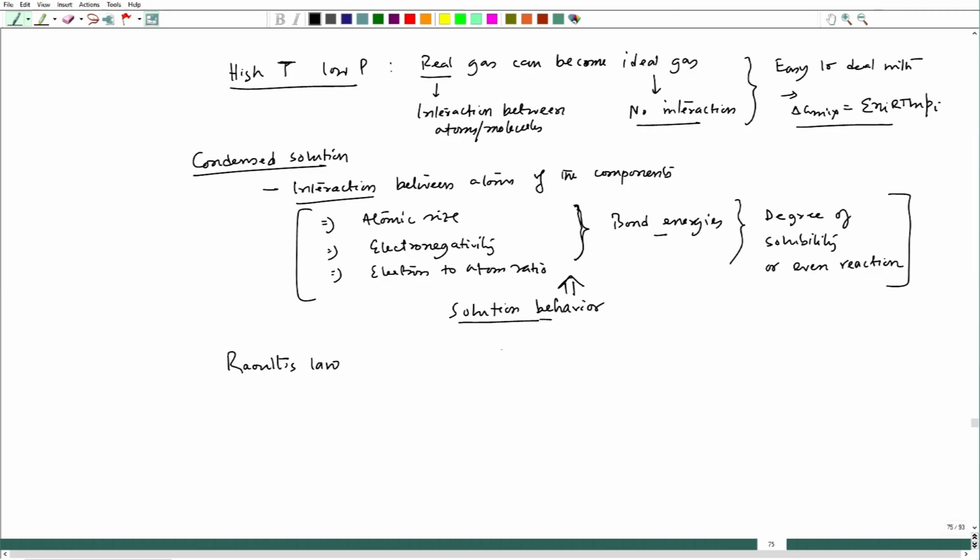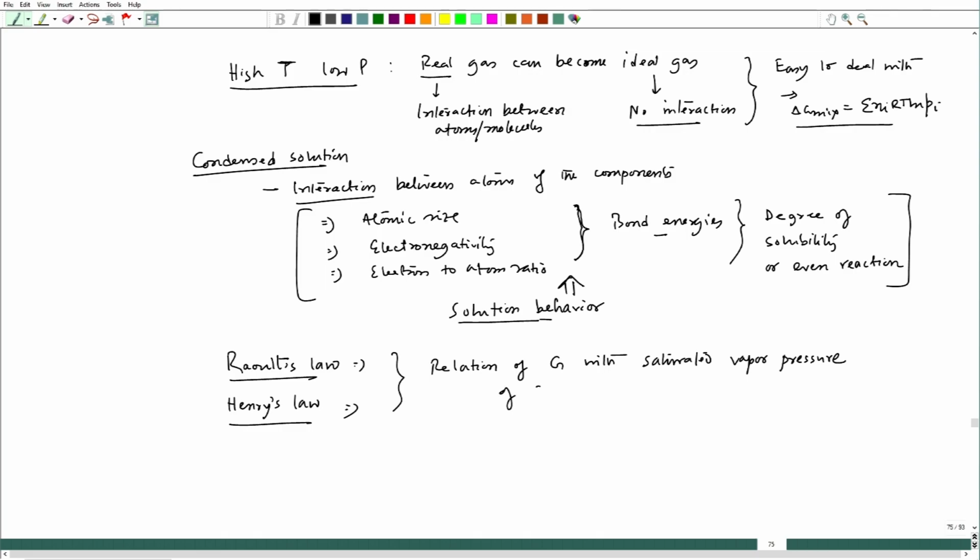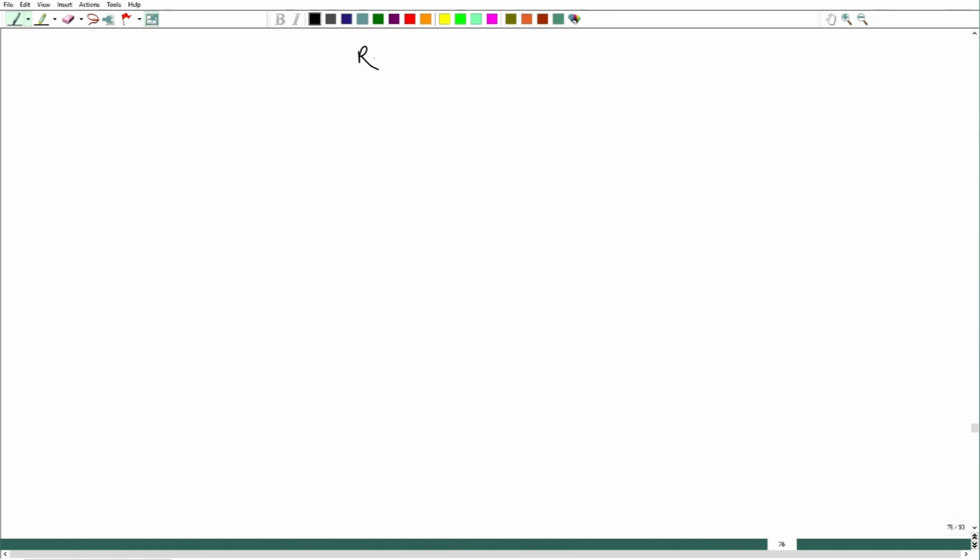So, another one led to Henry's law. In fact, these two laws will actually bring in a relation of G with saturated vapor pressure of any component in the condensed solution. Fine. So, let us look at Raoult's law first.